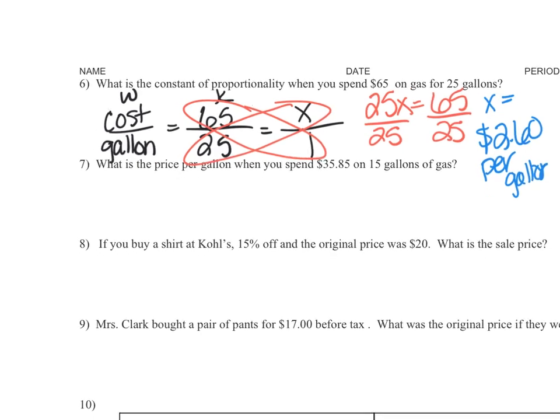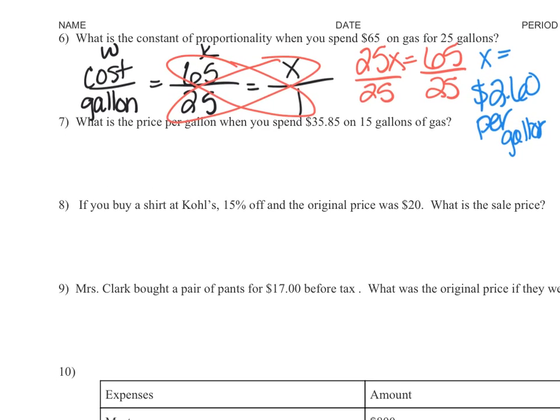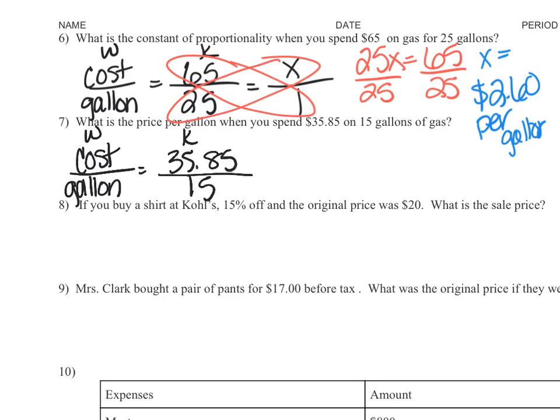So on number 7, they're asking what is the price per gallon when you spend $35.85 on 15 gallons of gas. So our words, we have cost per gallon, and we know that we spent $35.85 on 15 gallons. So we want to know the cost for 1 gallon.